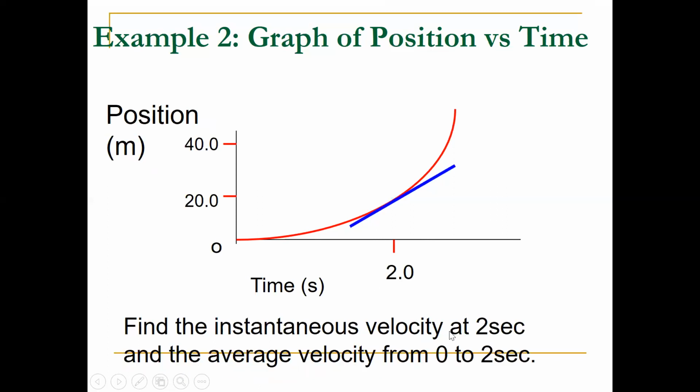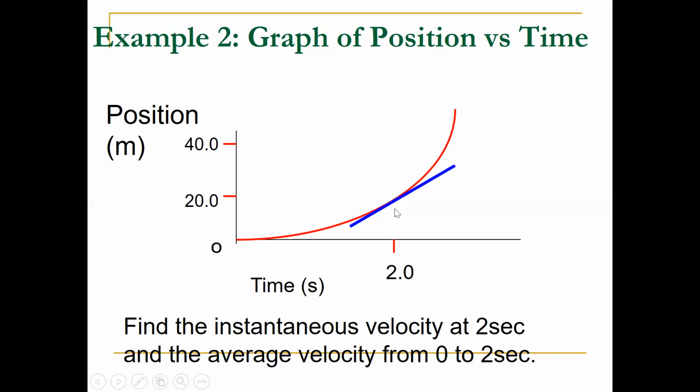So find the instantaneous velocity at 2 seconds and the average velocity from 0 to 2 seconds. If you went for the average velocity, all you would need is the change in position, which would be 20 meters, and the change in time, which would be 2. So 20 meters over 2 seconds would give you 10 meters per second as your average velocity. So that would be a line with a slope of 10 meters per second that went to right there.